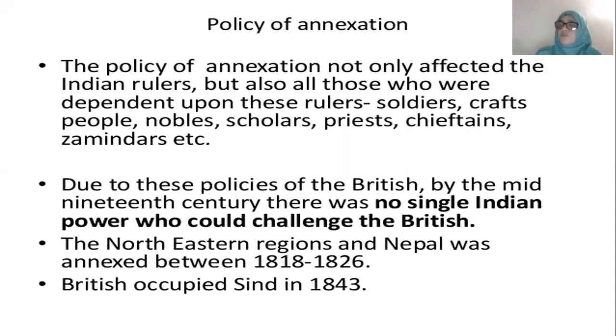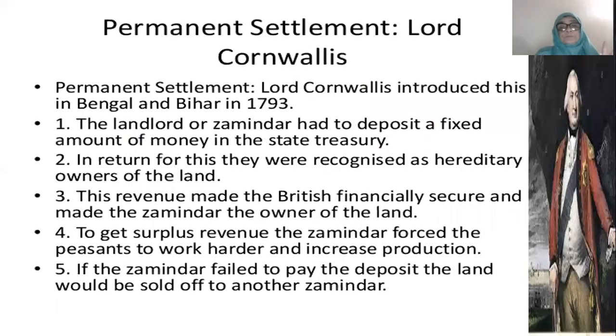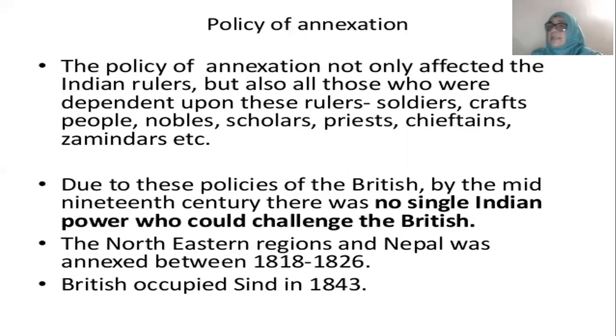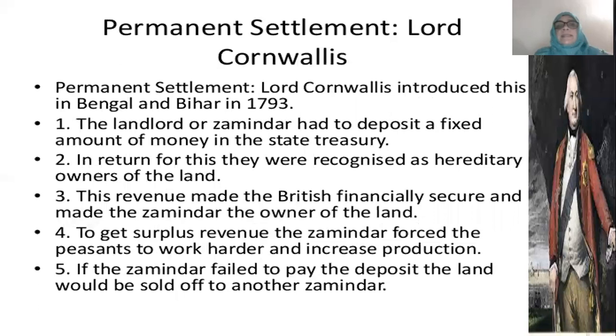Now, their vision was very clear. They were very clear, and to stay there, they introduced the education system, the law system, and further systems. Now, Sindh was annexed in 1843. Then Lord Cornwallis introduced another system, the permanent settlement, because he wanted to be there. So he introduced the permanent settlement system in 1793.